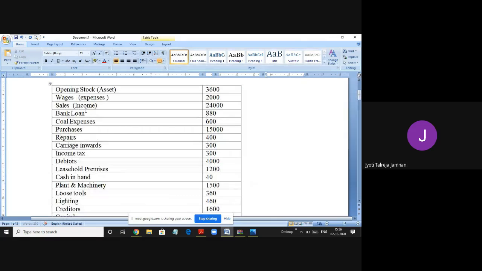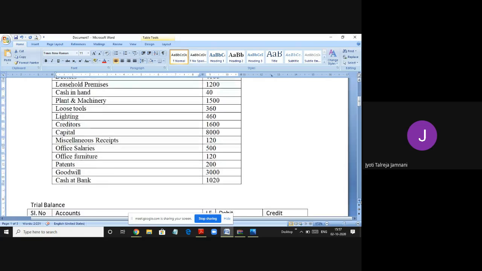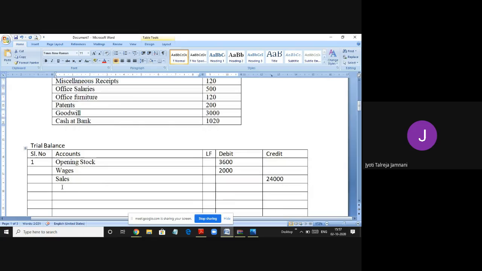Okay, the next is bank loan. Now what is loan? Is loan an asset or a liability? Yes, it's a liability because you're liable to pay. What to do with the liability? We have to take it on the credit side. Remember that rule. Remember how to classify the accounts. Then preparing trial balance is very easy. So liability on the credit side, 880.